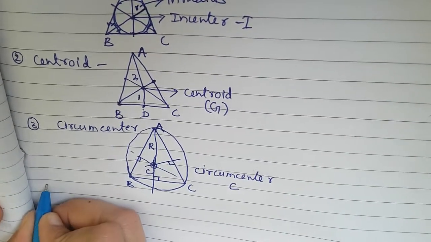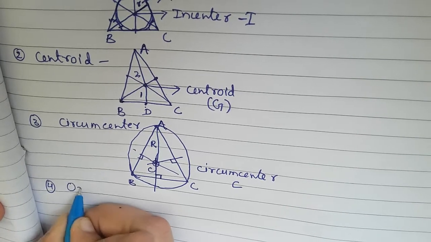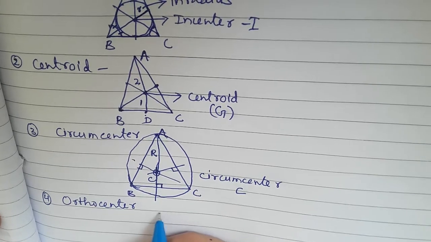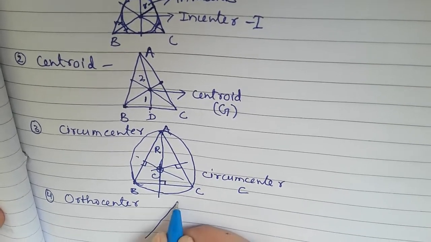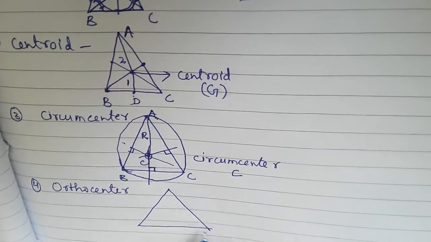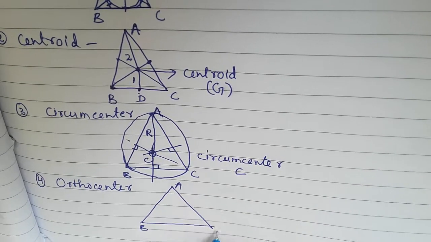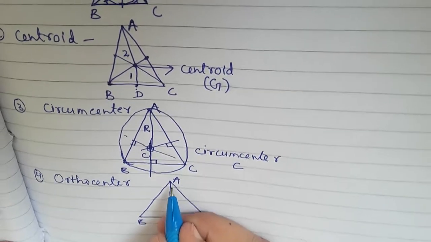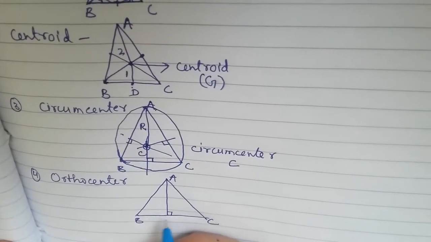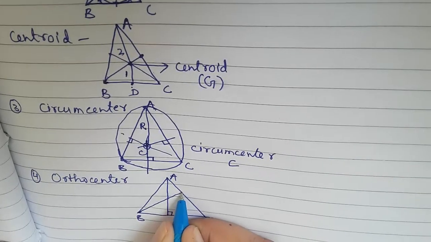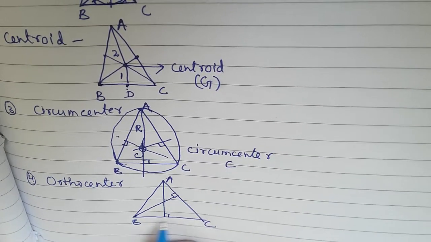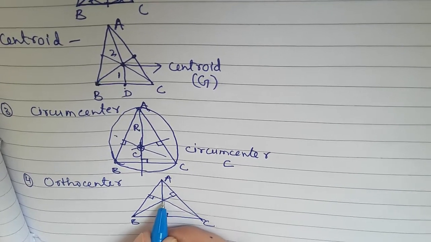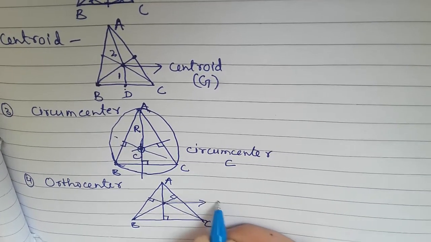Now the fourth one, this is orthocenter. What is an orthocenter? Orthocenter of a triangle is the point where altitudes of a triangle meet. This is our triangle ABC. And this is an altitude. Altitude means a perpendicular line from vertex A on the opposite side. From vertex B, the perpendicular line is this. From vertex C, the perpendicular line is this. The point where all these altitudes meet is called the orthocenter.